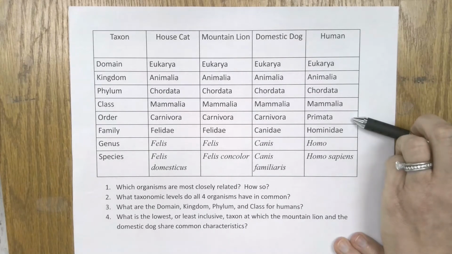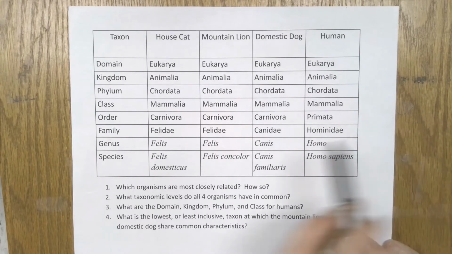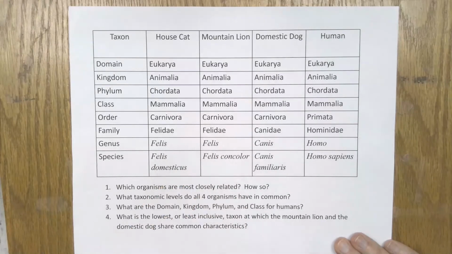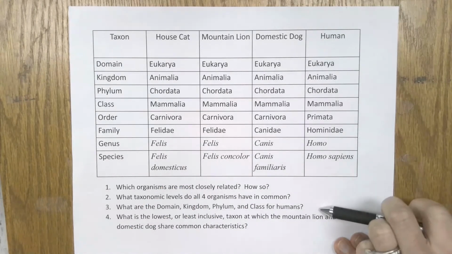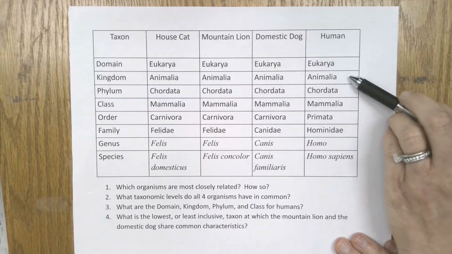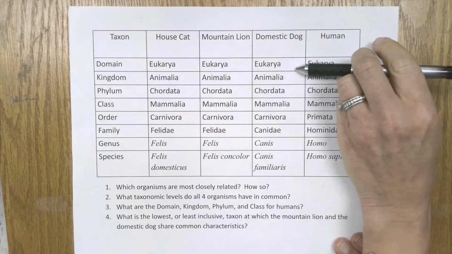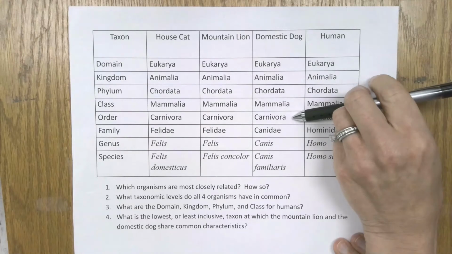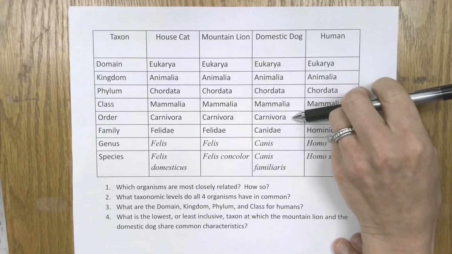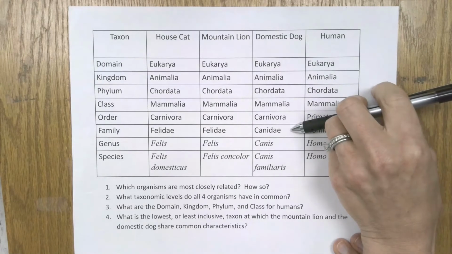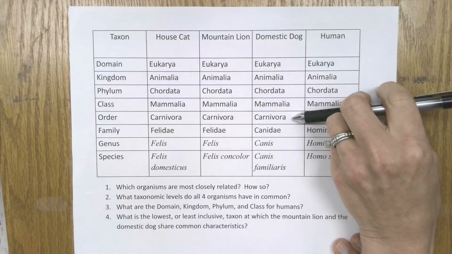Those are the only 4 levels that they have in common, because notice over here, in order, primates diverge or split off from the other 3. The other 3 are carnivores, in order Carnivora. Number 3 asks you to list Eukarya, Animalia, Chordata, and Mammalia. Then the lowest, or least inclusive, taxon where the mountain lion and the domestic dog share common characteristics, so our middle 2 columns. If we follow down, we get to order Carnivora, and then we see a split or divergence here. So this would be your answer to number 4, order Carnivora.